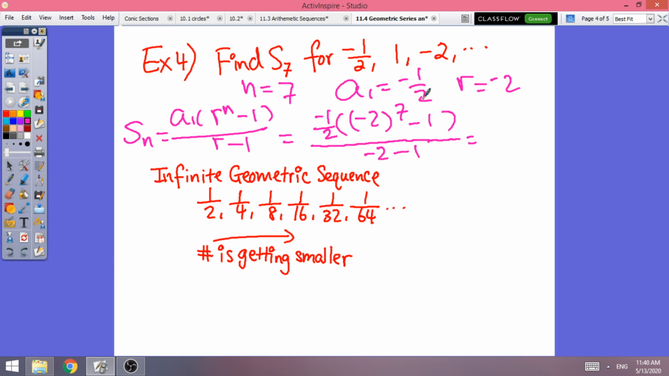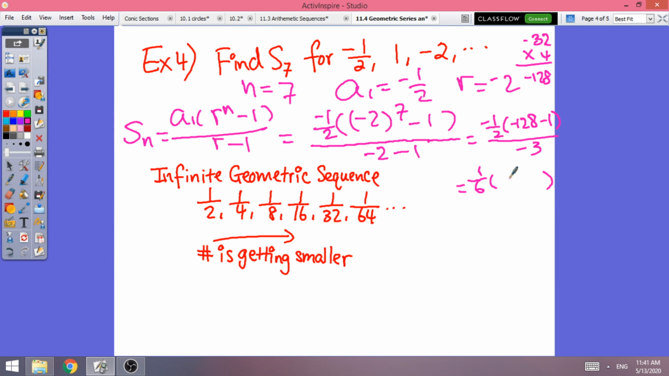Negative 2 to the power of 2 is 4. So 4 times negative 32 is negative 128. So that is negative 1/2 times negative 128 minus 1, and it's all over negative 3. So negative 1/2 divided by negative 3 is just like negative 1/2 times negative 1/3, so it's positive 1/6. You can do it that way.